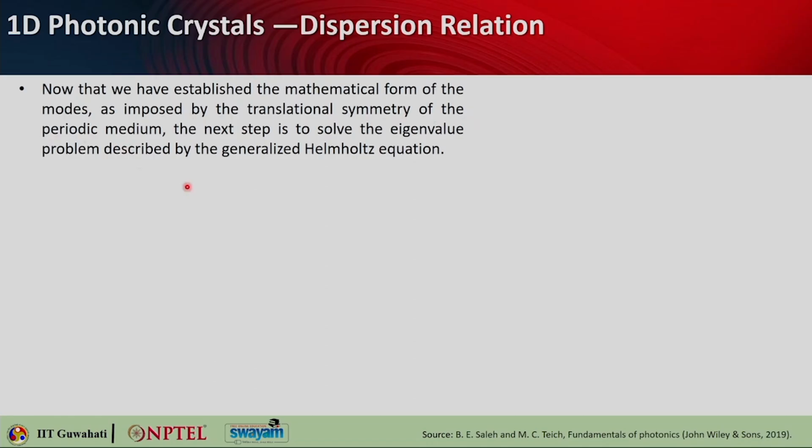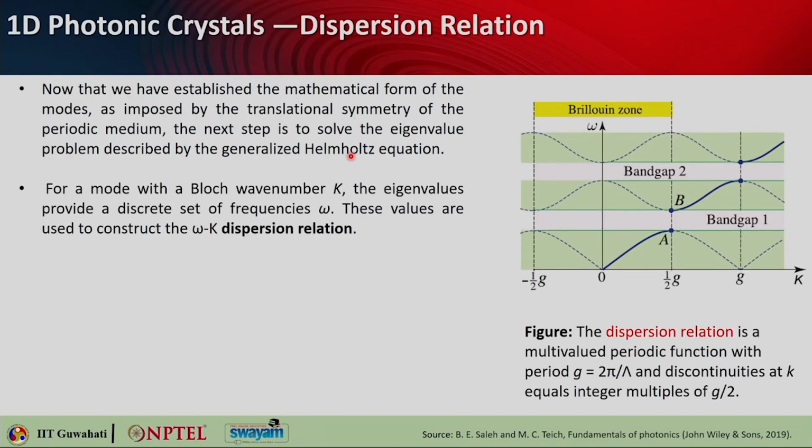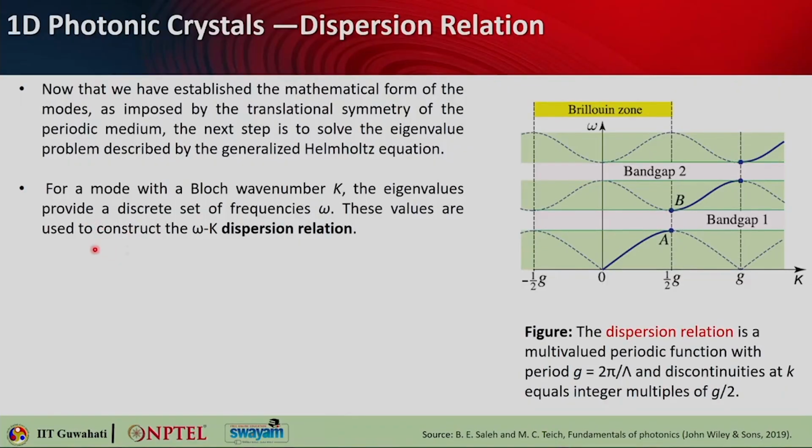The next step would be to solve the eigenvalue problem described by the generalized Helmholtz equation. So, you take the Helmholtz equation, ∇²u + k²u = 0, where u can be Ex, Ey, Hx or Hz. And then you will see that for a mode with Bloch wave number k, the eigenvalues provide a discrete set of frequencies omega, and these values will be used to construct the omega-k, that is the dispersion relation.